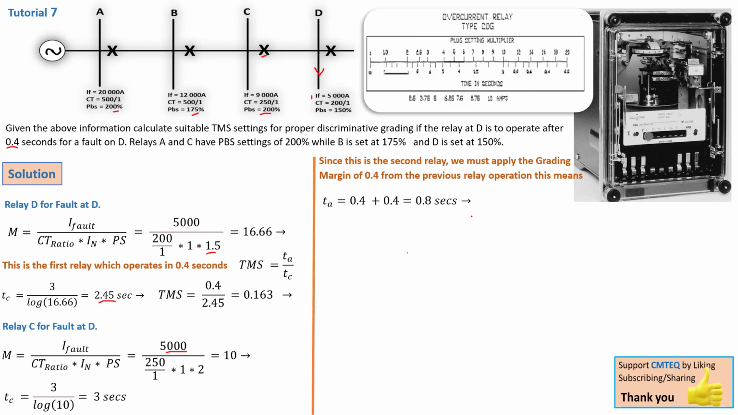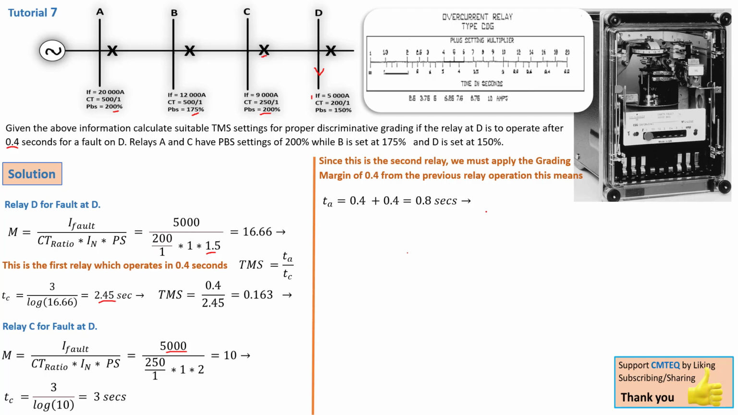I hope it's clear. So this is a grading margin. Relay D was operating in 0.4 seconds, and this one also must operate in 0.4 seconds. That's the minimum actual operating time. But because it is grading margin discrimination, we have to add this relay's time to the other relay's time. So that gives us a total of 0.8 seconds.